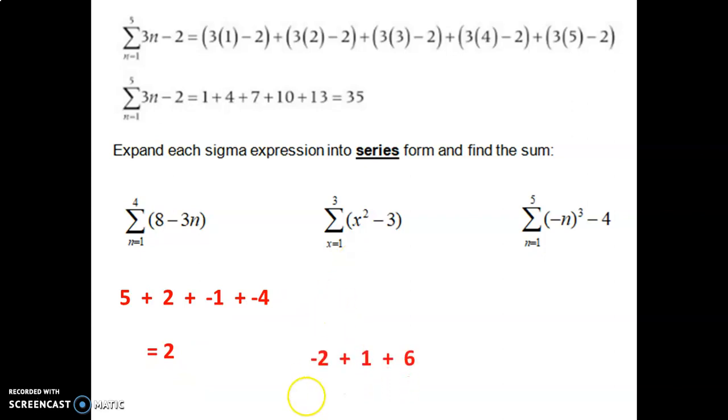All right, our series looks like this. It has 3 terms in it because we're putting x equals 1, 2, and 3 into this. There's our 3 terms that are added, and we have a sum of 5. Try the last one.